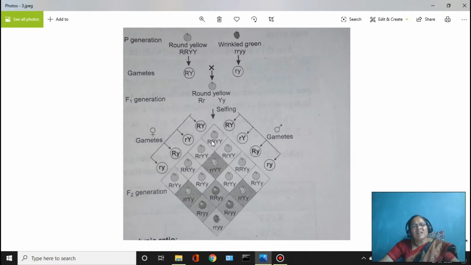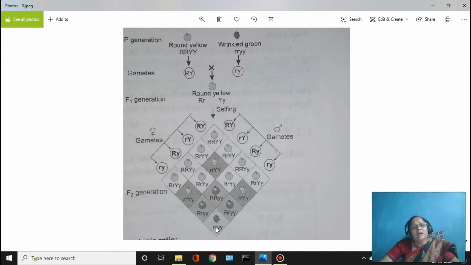These progenies are in the ratio 9 out of 16 round yellow, 3 round green, 3 wrinkled yellow, and 1 wrinkled green. That is 9:3:3:1.